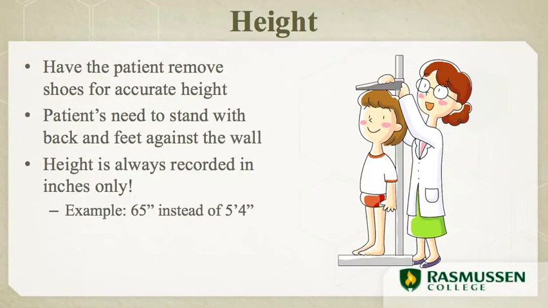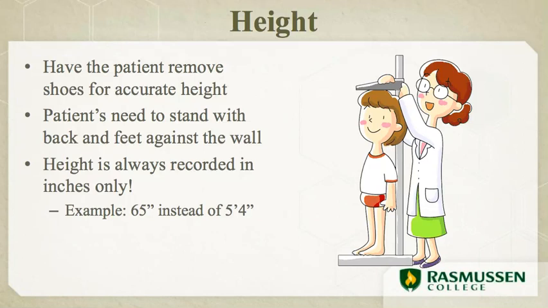Next, we have height, and typically height and weight are taken at the same time just because the machine has both on it. And in order to get a true height, you want to make sure that the patient does not have their shoes on. Again, this is why we try to do height and weight together, because then they already have them off.